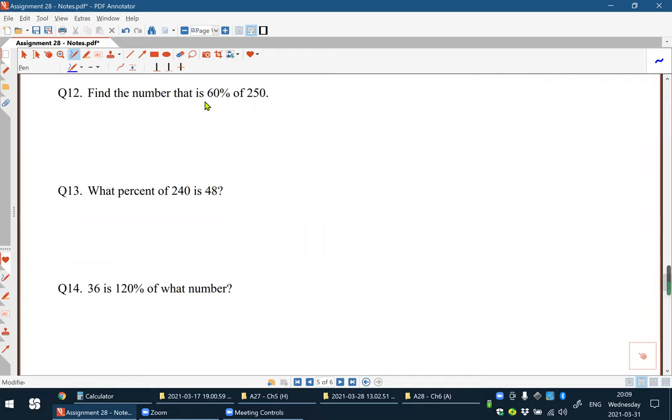Question 12, find the number that is 60% of 250. Okay, suppose this number is X. So this number is 60% times 250. We can simply use the multiplication between 0.6 and 250 to find this number, right? This number is, as you can see, 150. Any questions?